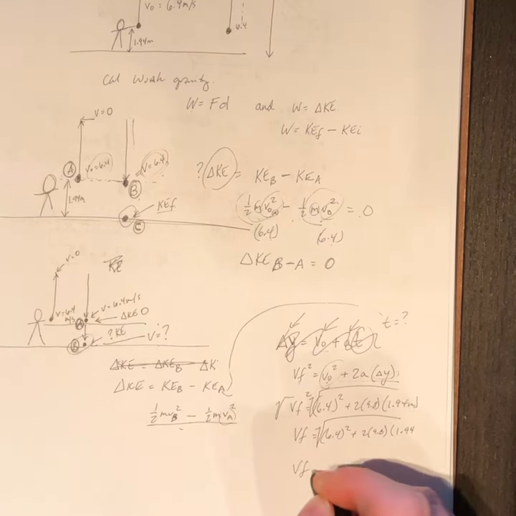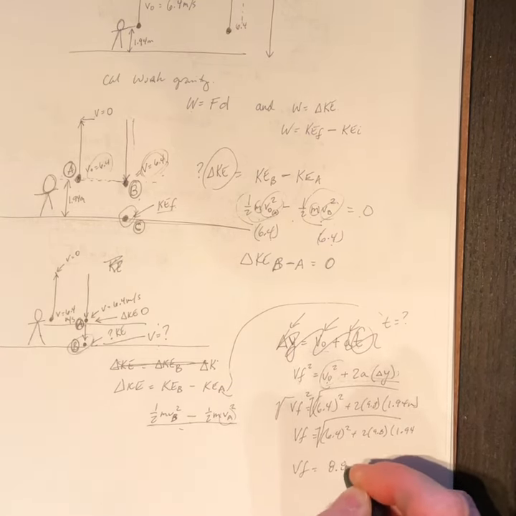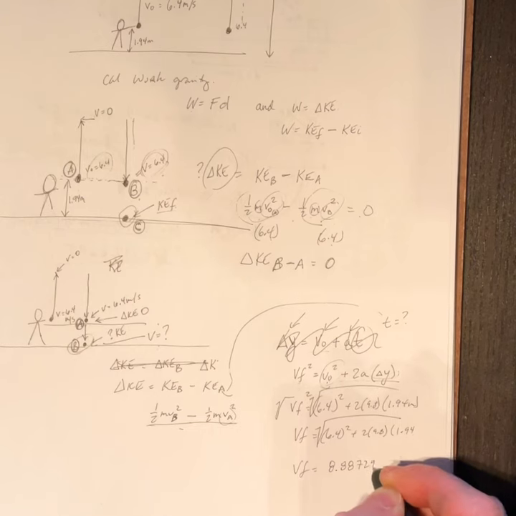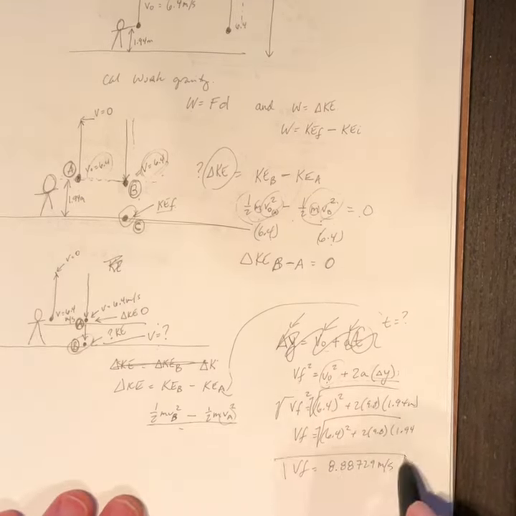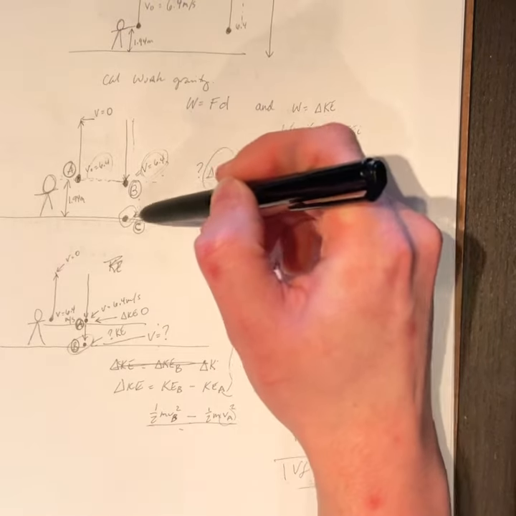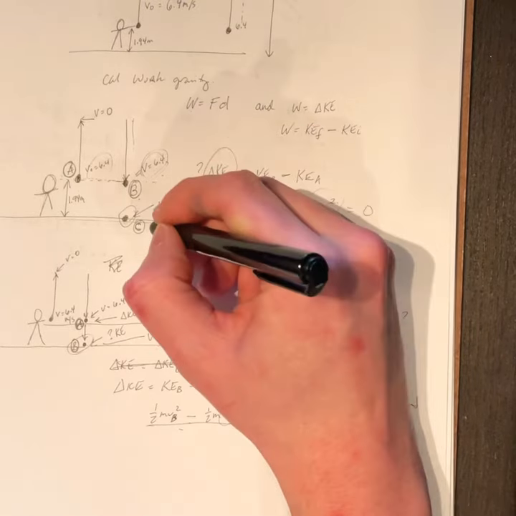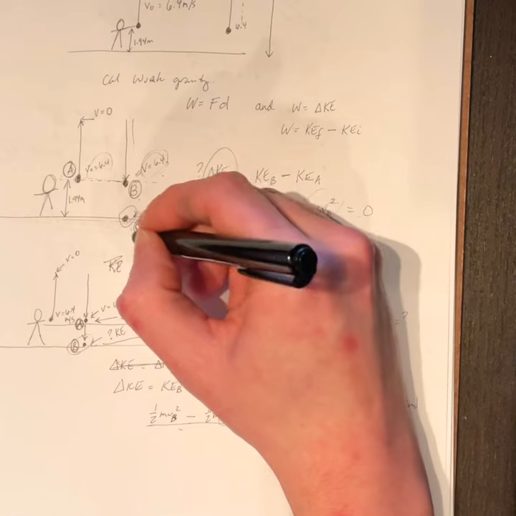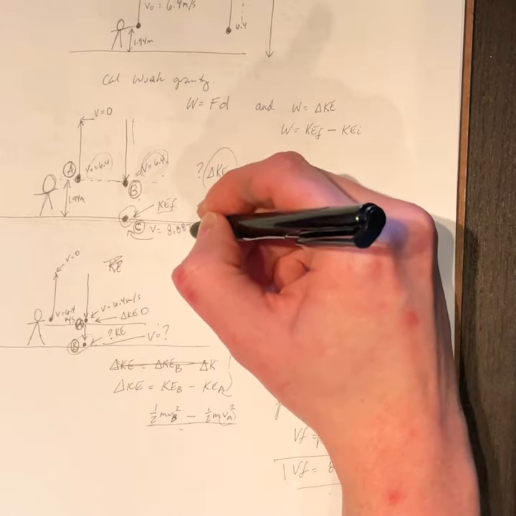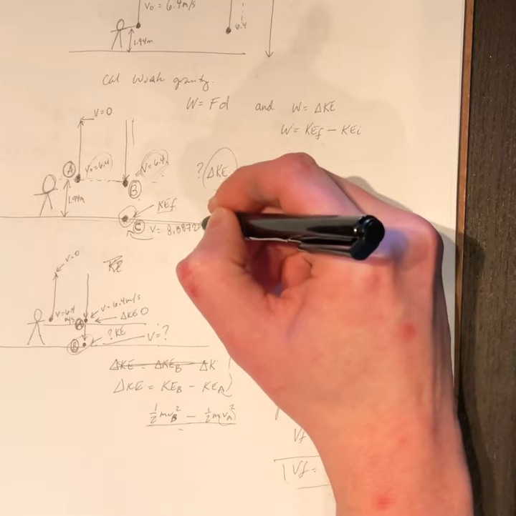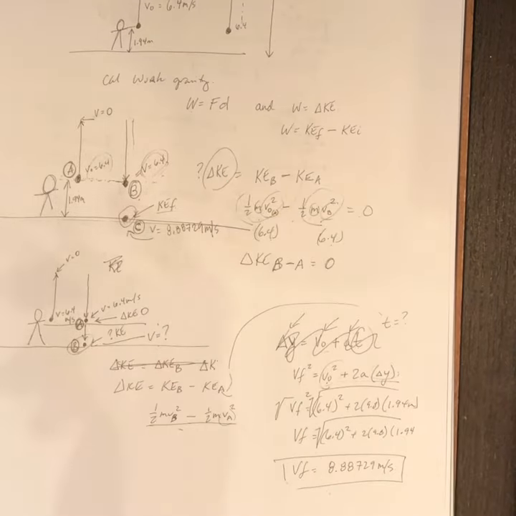And so the final velocity is 8.88729 meters per second. So that's how fast the ball is going at this spot when it hits the ground. So it has a V at this spot of 8.88729 meters per second. Okay?